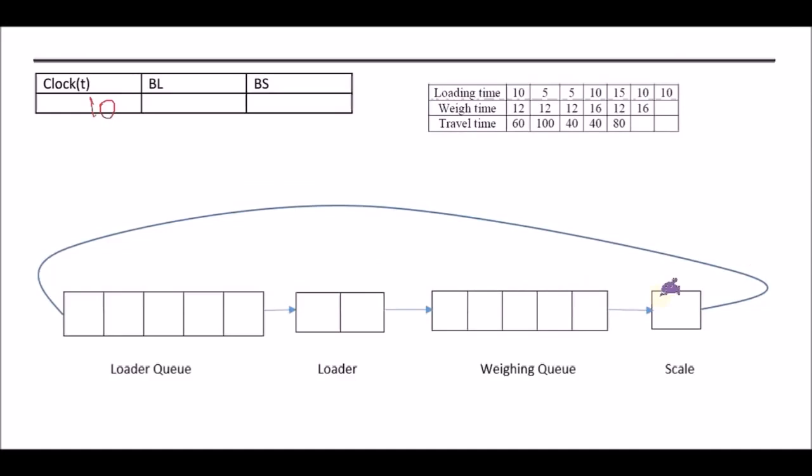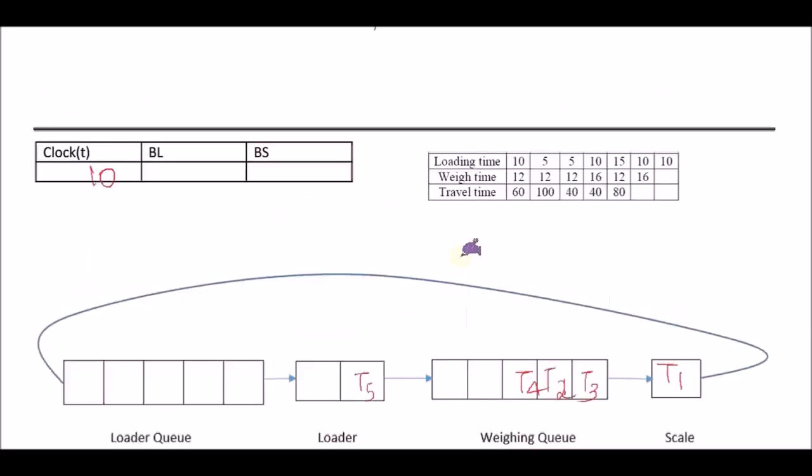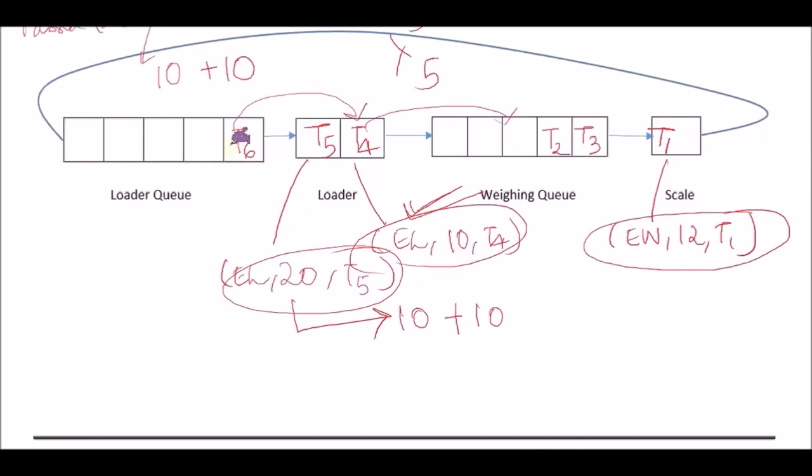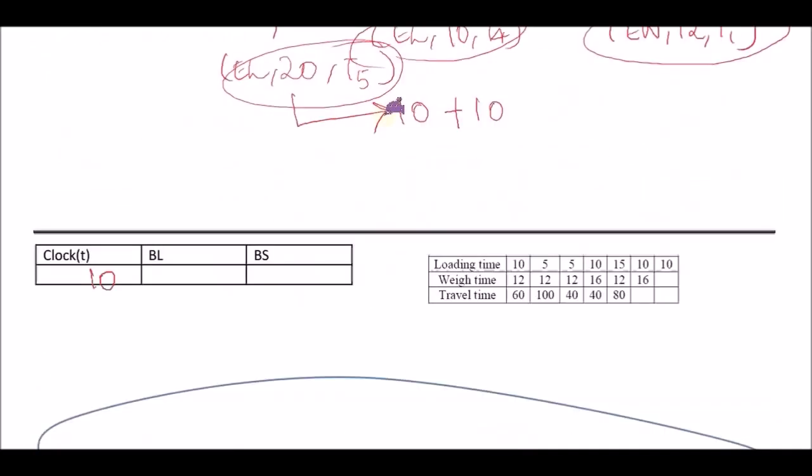So T1 stays here, nothing happens with that. In the weighing queue, it's T3, T2, T4, and T5 was already there, but the new entry that has happened is T6 coming from here to here. So let's write that down.